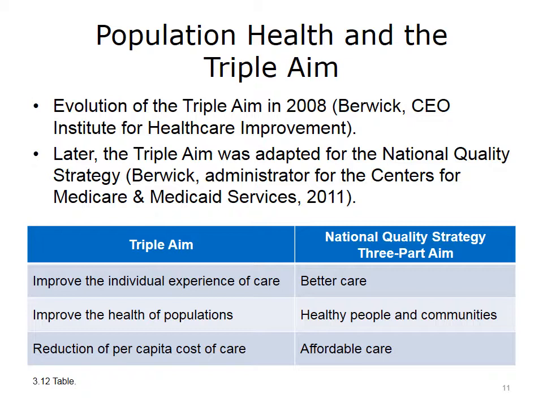This chart compares 2008's triple aim with 2011's National Quality Strategy three-part aim, both concepts introduced by Mr. Berwick. In terms of the goals, the triple aim sought to improve the individual experience of care, improve the health of populations, and reduce the per capita cost of care. The National Quality Strategy aimed to have better care, healthy people and communities, and affordable care.